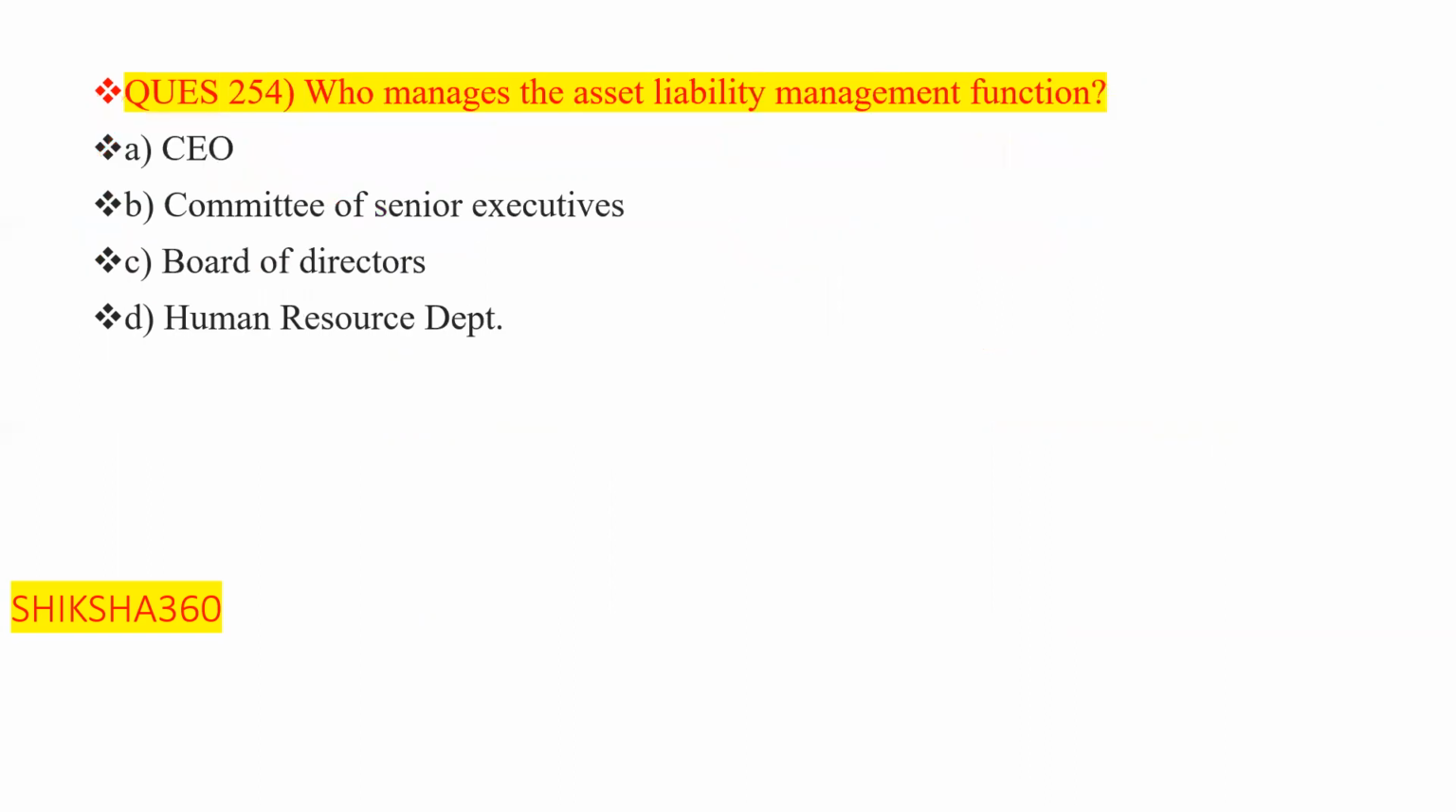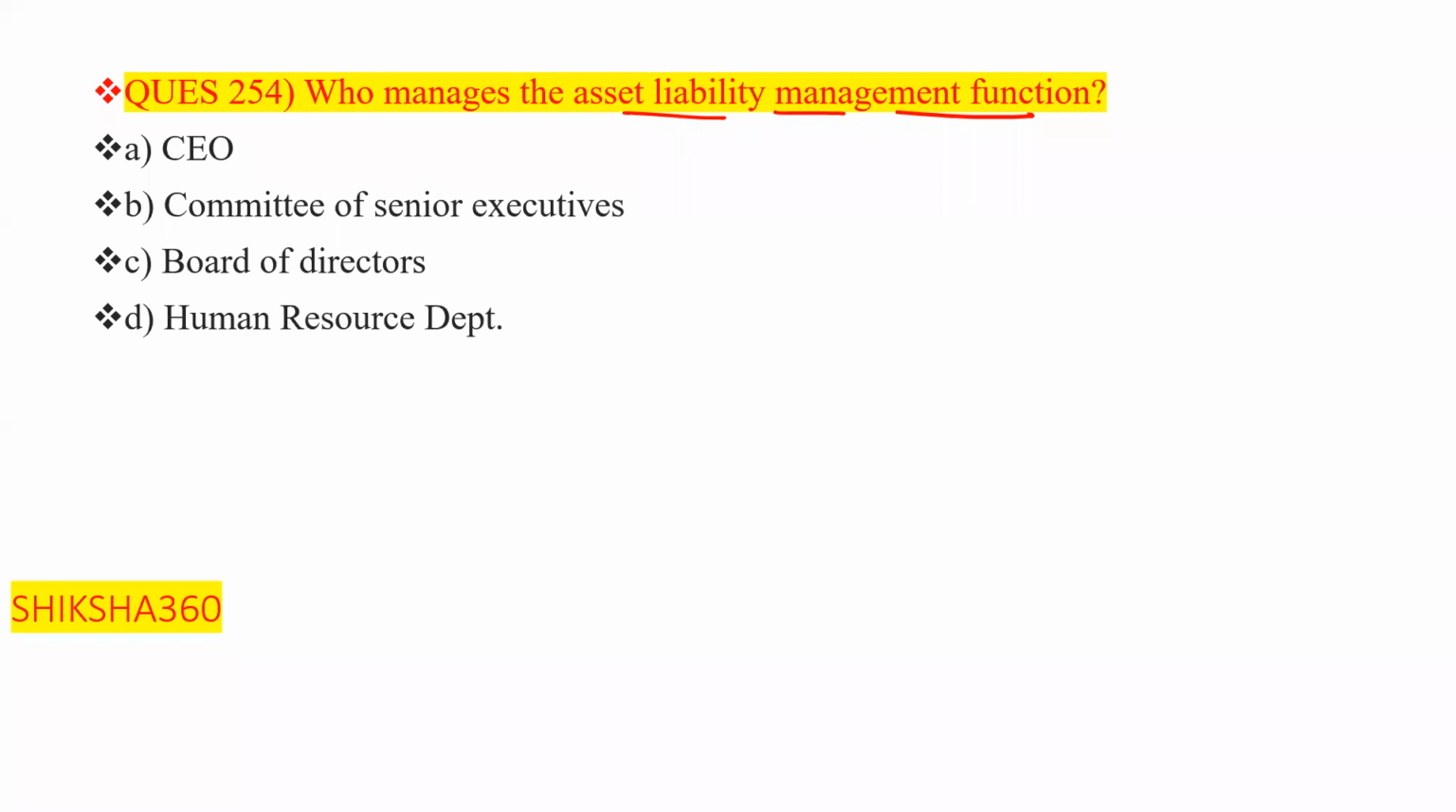So next question number 254. Who manages the asset liability management function? Very easy question. The options are: CEO, Chief Executive Officer. Second one is Committee of Senior Executives. C option is Board of Directors. Option number D is Human Resource Department.